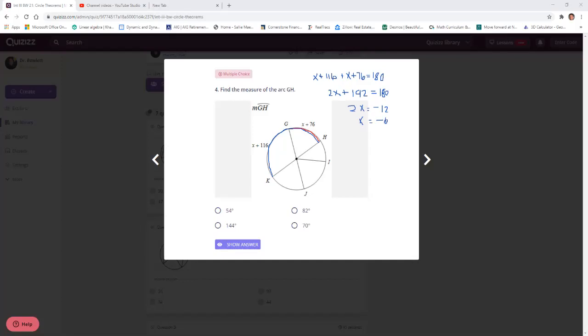If x is equal to negative 6, then this x is negative 6, and negative 6 plus 76 would give you 70.